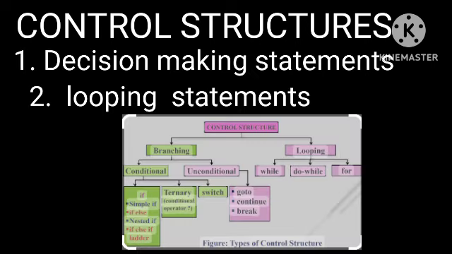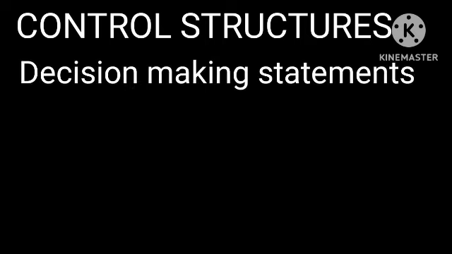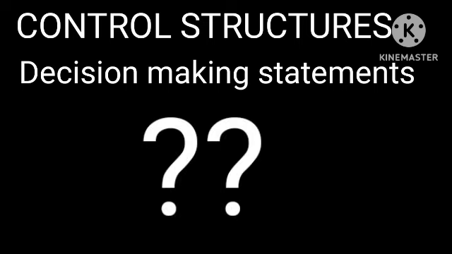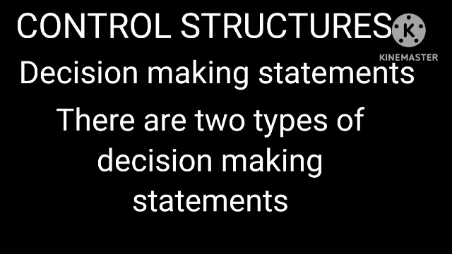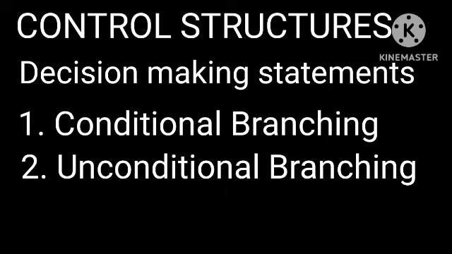First of all, in C, control statements are classified into two types. They are decision making statements and looping statements. First, let's discuss decision making statements. What are decision making statements? In decision making statements, the selection process done by a condition is called decision making. These are also called branching or decision control statements. There are two types of decision making statements: first, conditional branching, and second, unconditional branching.